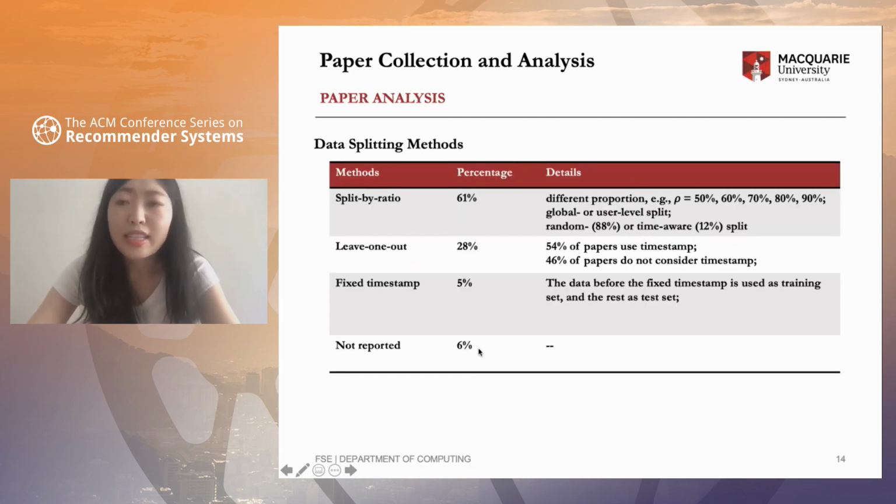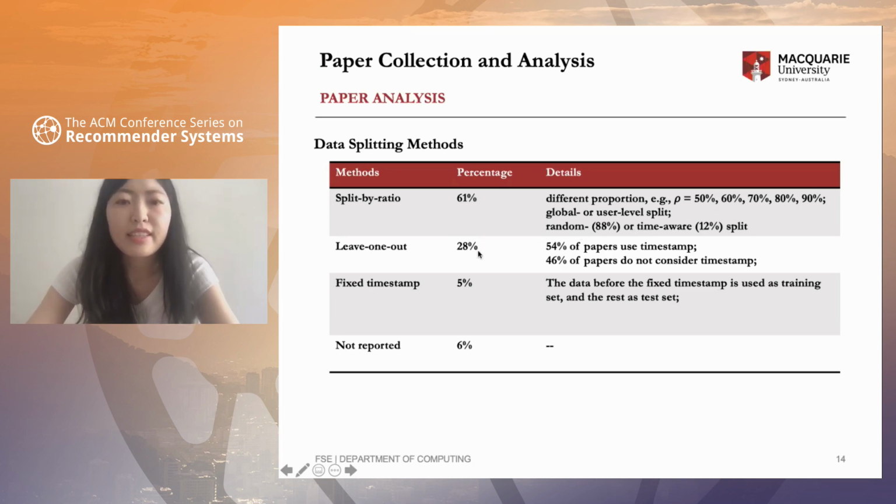And regarding the data splitting method, we find that around 16% of the papers adopt split by ratio. That means they may adopt 80% of the data as the training set and the rest as the test set. While we also find that different papers may adopt different proportions. Some adopt 80%, while others may adopt 50, 60, 70, or 90, and so on. And they may split the user-item interactions at the global level or the user level. And some of them consider the time-step information when dividing the data, while others do not.